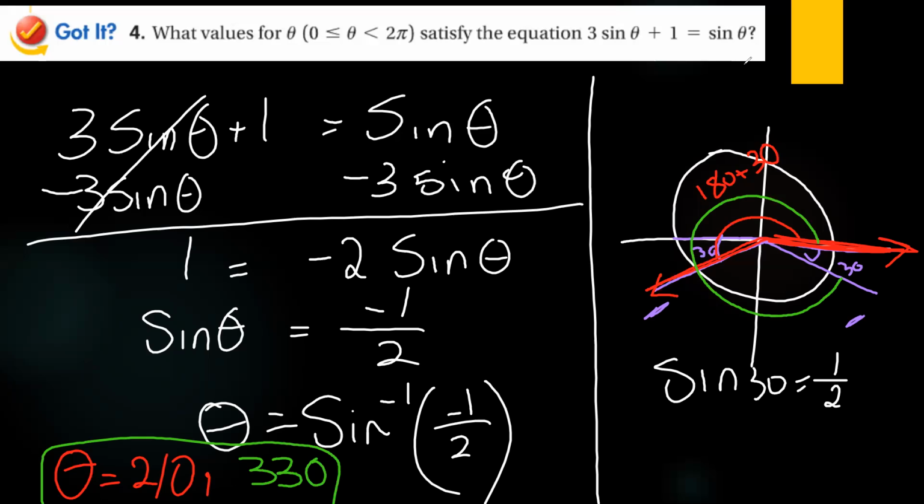To check your answer, try it in the calculator. What is the sine of 330? What is the sine of 210? You will get negative half. So these are the values that satisfy this equation.